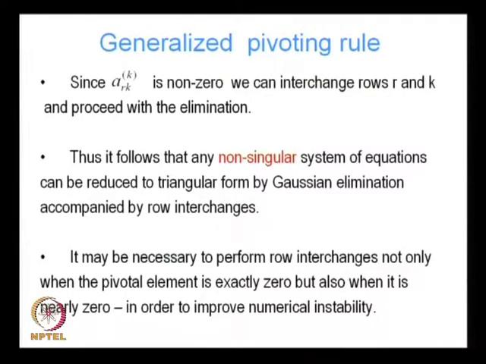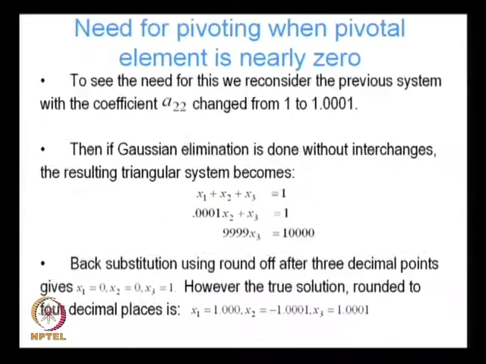However, it is not always true that pivoting is necessary only if the pivot term is 0. If the pivot term becomes really small, sufficiently close to 0, then if we divide the equation by that pivot term, we are going to get numerical instability. In that case also, it might be necessary to do pivoting. So, it may be necessary to perform row interchanges not only when the pivotal element is exactly 0, but also when it is nearly 0, in order to improve numerical stability.